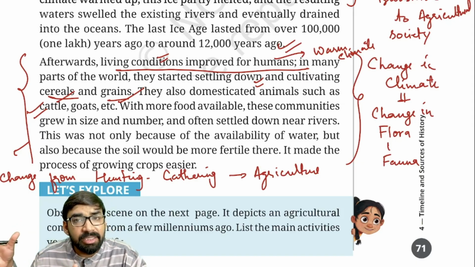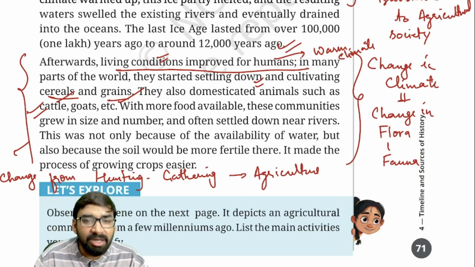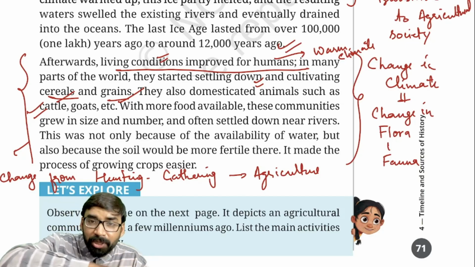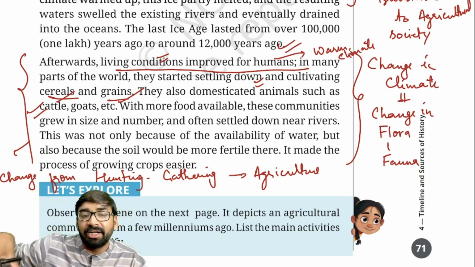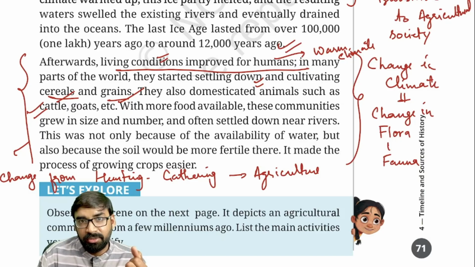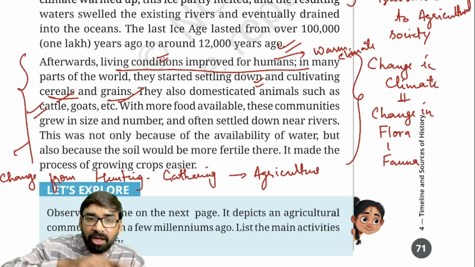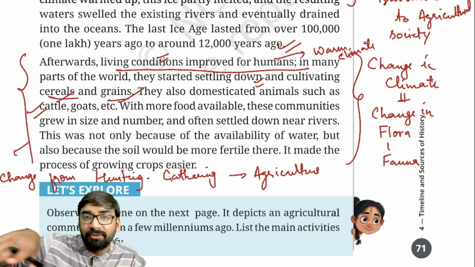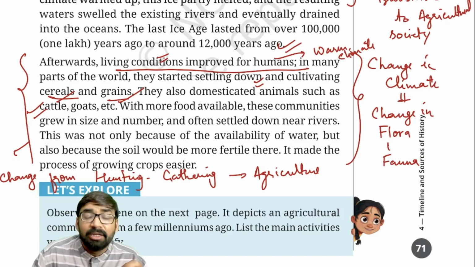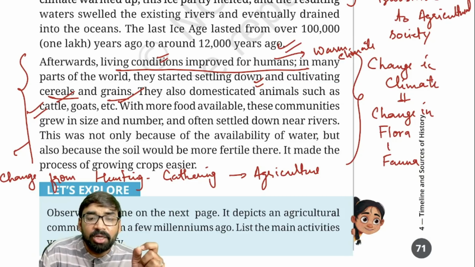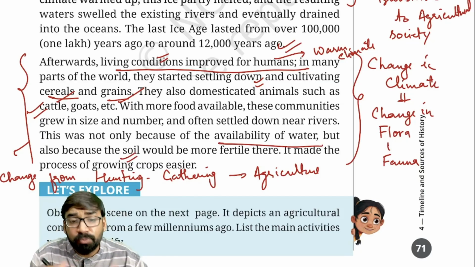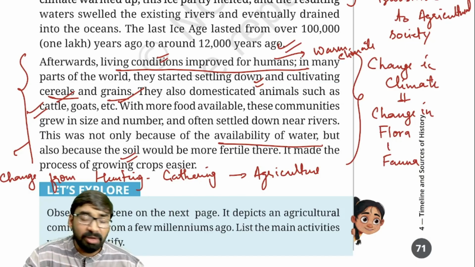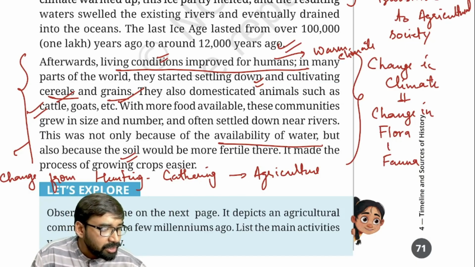Now population also started increasing. In this scenario, more food was available, and when the population increased, people in Stone Age gradually started settling down near the rivers. Okay, now rivers, not only because of the availability of water but also because of the soil. The soil nearby the rivers was more fertile and it is important for growing crops. That is why people started settling down near the rivers.